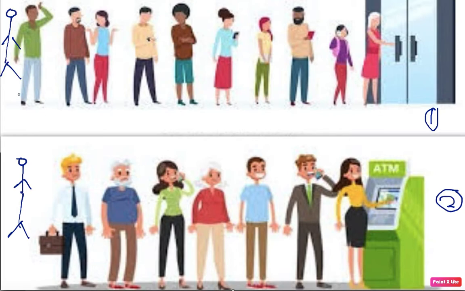So whenever a new person wants to be added to this line, it happens at the end. Which end? The rear end. Why the rear end? Because the line starts from here and it ends here. Similarly, when a new person comes and wants to stand to withdraw cash, the addition of that person happens at the rear end.